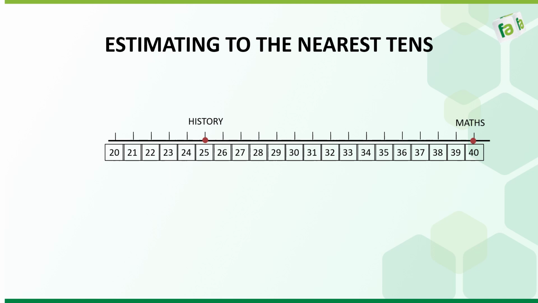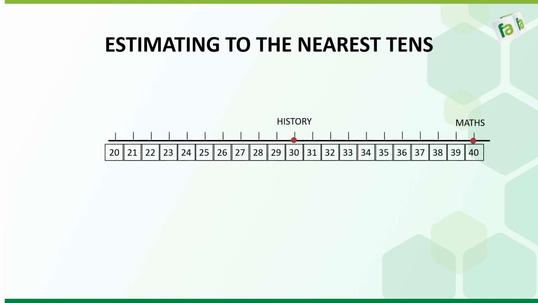Then, as we can see, 25 is equidistant from the numbers 20 and 30. It is a common practice to round off 5 to the nearest 10. So, we can round off 25 to 30. Matthew needs to score 30 marks approximately to pass history exam.